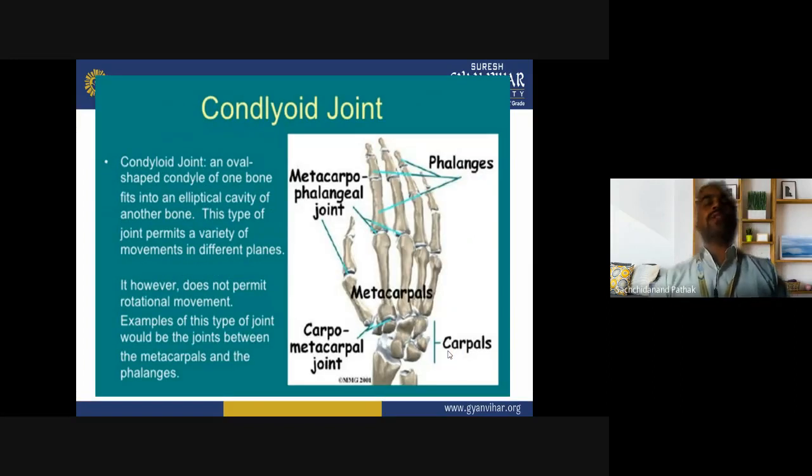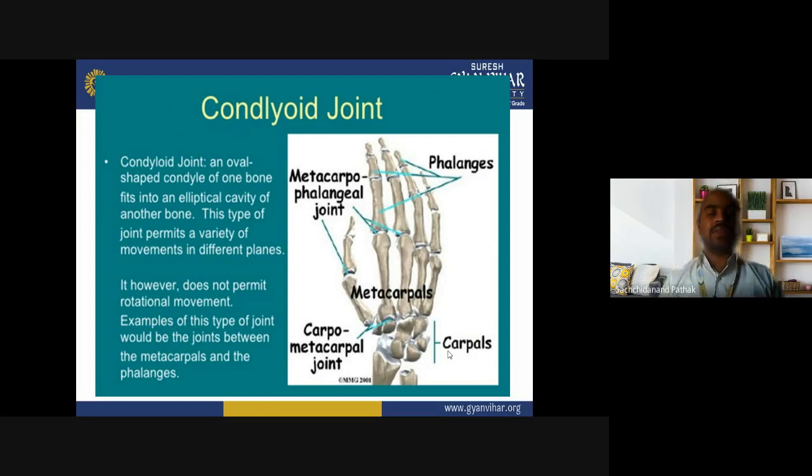Next will be condyloid joints. In condyloid joints, an oval shaped condyle of one bone fits into an elliptical cavity of another bone. This type of joint permits a variety of movement in different planes. It however does not permit rotation movement.